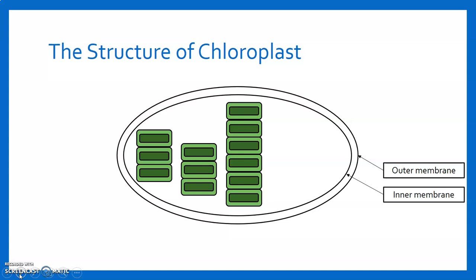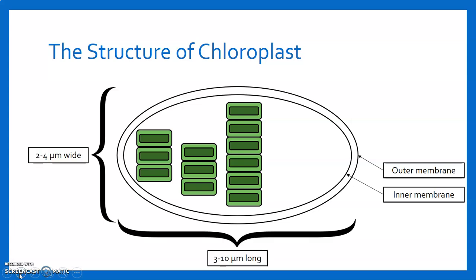Now I will share with you the structure of chloroplasts. Chloroplasts are found in plant and algal cells. In flowering plants, chloroplasts are normally found in the mesophyll cells of leaves. A typical cell has about 30 to 40 chloroplasts. Many chloroplasts are biconvex discs, 3 to 10 micrometers long and 2 to 4 micrometers wide.